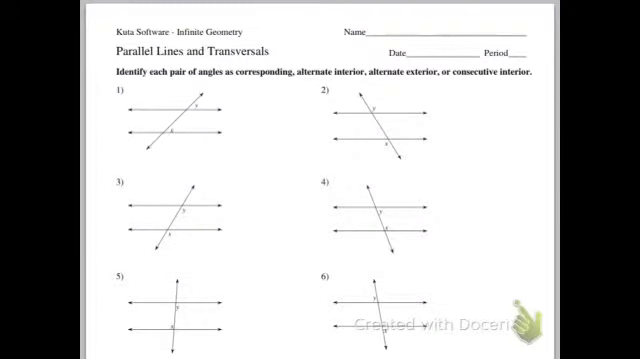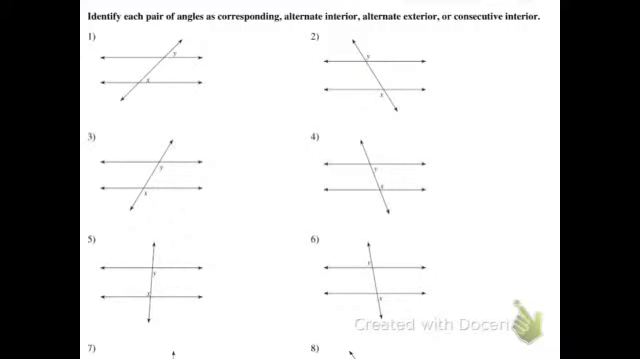Moving on to the parallel lines and transversals. On this first section, you have to write out what type of angles these first ones are: corresponding, interior, exterior, etc. Notice how these ones are on the same side of the transversal. These ones are corresponding.